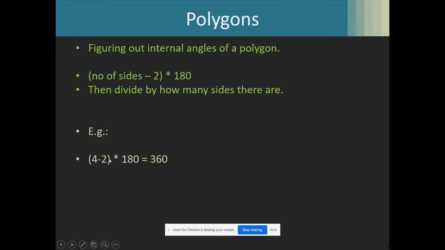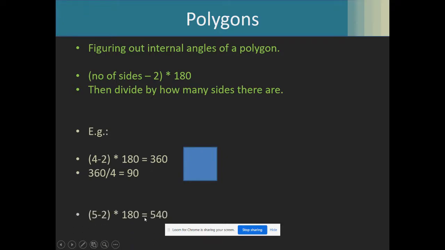So an example of this is if we had a square, you're going to take 4 sides, subtract 2 from it, and multiply by 180. So that is 2 multiplied by 180, which gives us 360. Now, each angle, therefore, is 90 degrees. So it's 360 divided by 4 sides, and we get 90. So in our square, each of these angles is 90 degrees. So when we're traveling along, we've then got to take a left turn. If the internal angle is 90, the external angle is also 90. So we're going to turn.